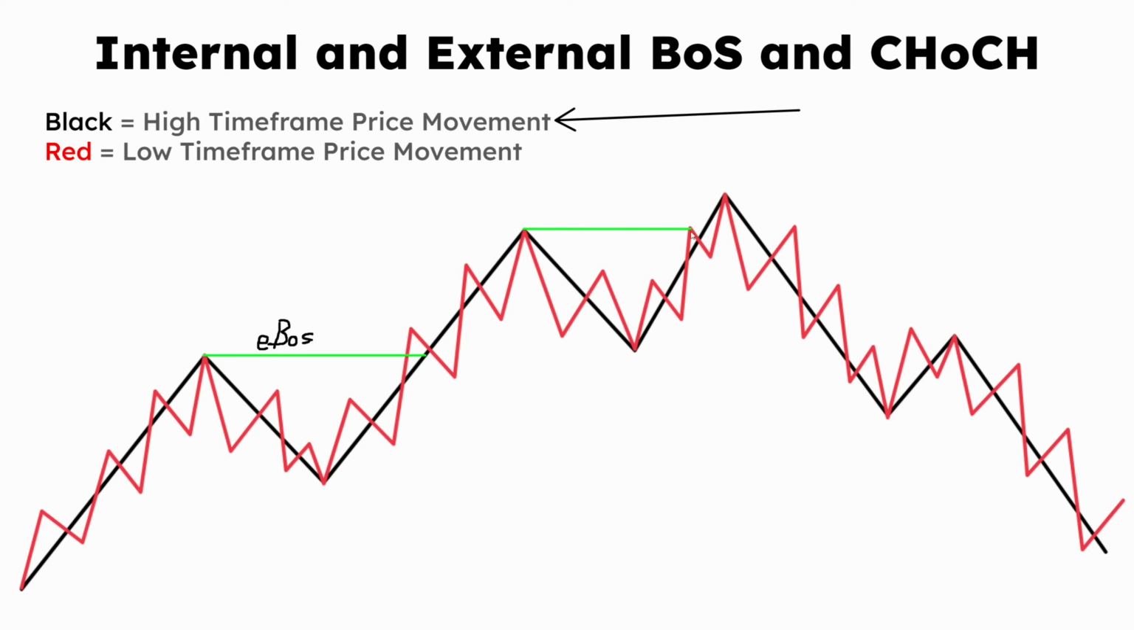Right here, we have yet another external break of structure, right? And for example, right here, we're seeing a change of character because the uptrend can no longer maintain higher lows. So we write an E for external and then change of character like this. But now, and this is very important, we also of course have break of structures and change of characters on the lower time frame as well.